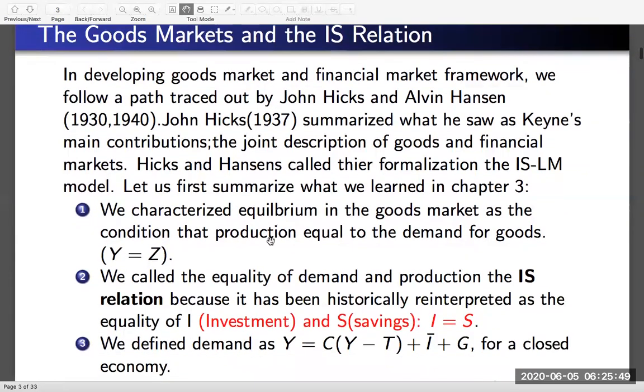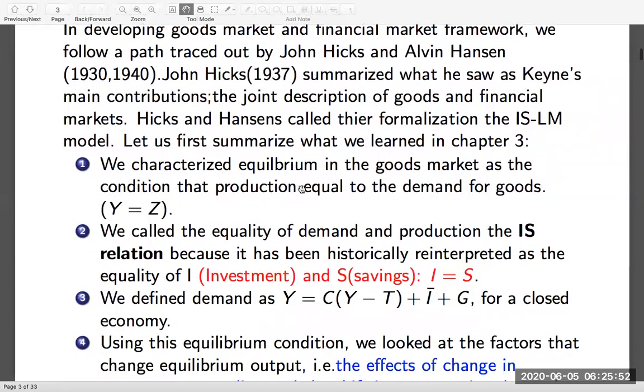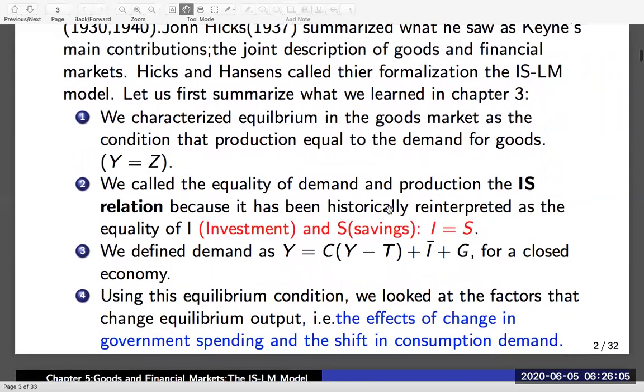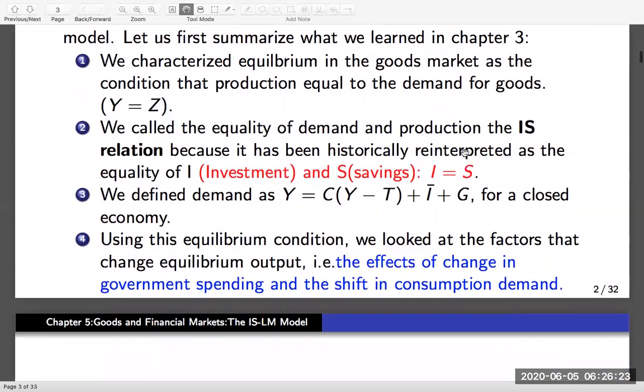So let us first summarize what we learned in chapter 3. We characterized equilibrium in the goods market as a condition that production is equal to demand, Y equal to Z. We all know this. We call the equilibrium of demand and production the IS relation because it has been historically represented as the equality of investment and saving. So this was another approach. In the absence of public savings, you get that your investment is equal to savings in the other approach. We will see later that we can actually get this relationship.